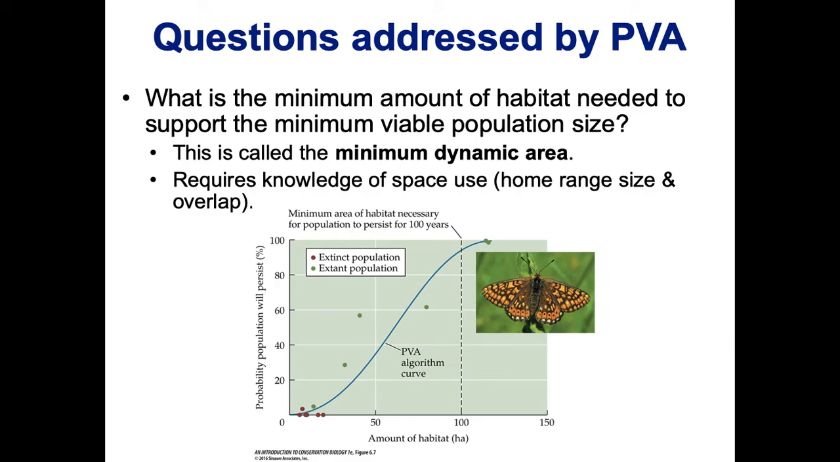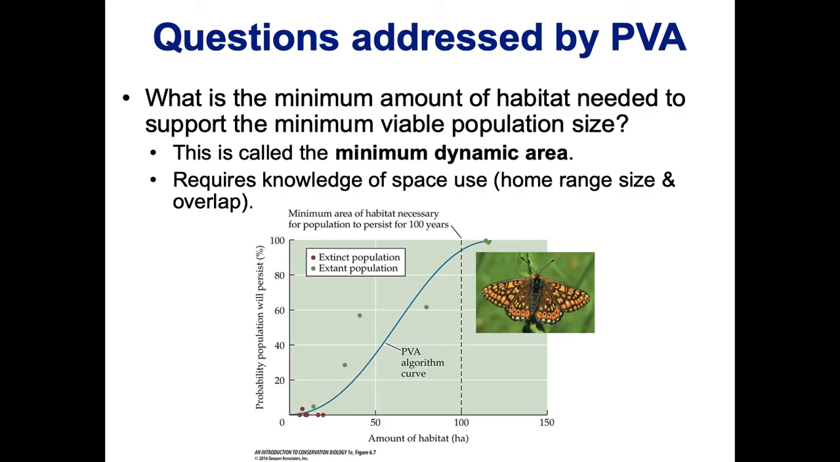So this minimum amount of habitat is called the minimum dynamic area. It's the minimum amount you need to have a population that will exist for a longer period of time. But to do this, you need to know something about space use, which might mean something like a home range size, so the average daily amount of area used by an individual, and the overlap in those.